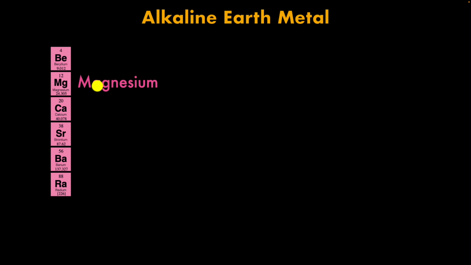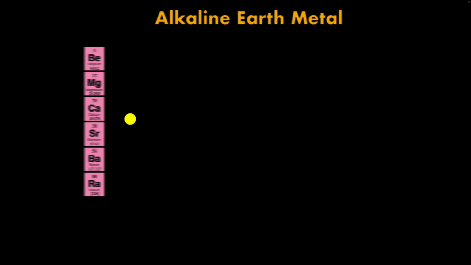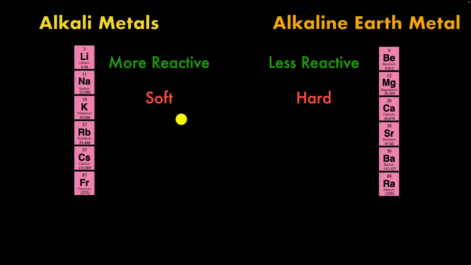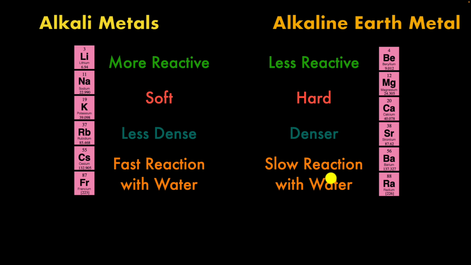These include elements like magnesium and calcium, for example. These metals are also pretty reactive, but compared to alkali metals, they are less reactive. They're also harder than the alkali metals, they are usually denser than the alkali metals, and their reaction with water is also slower than the alkali metals.